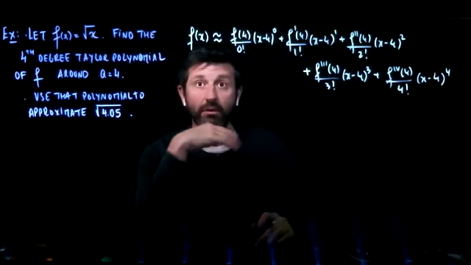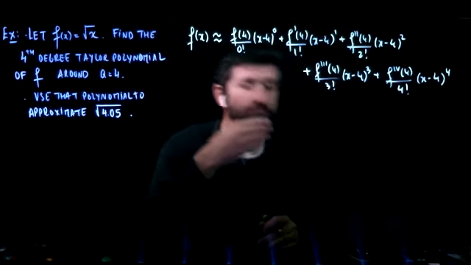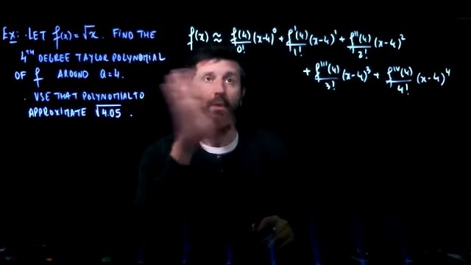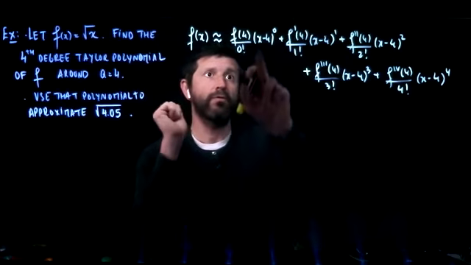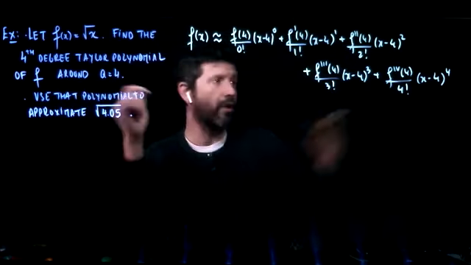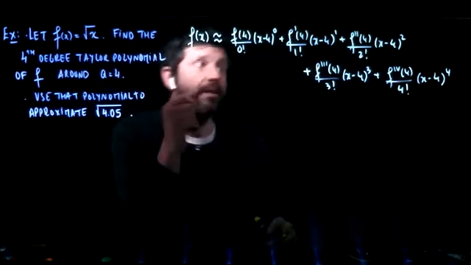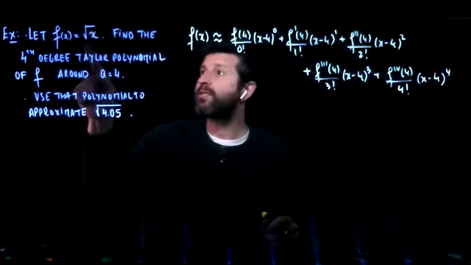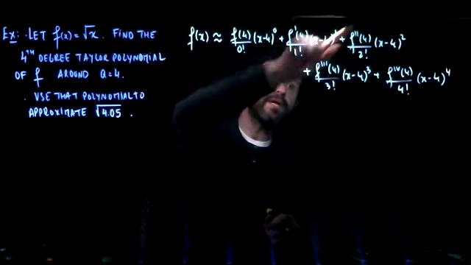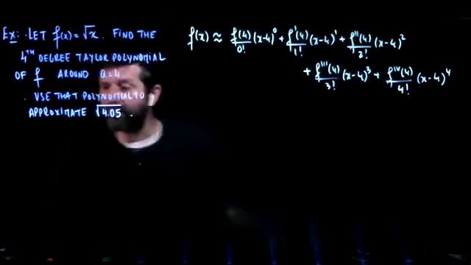Any questions with this? All good? So the 0, the 1, the 2, the 3, the 4. I'm stopping at 4, although I could go on to 10 million if I want. My function is f of x equals root x. I'm going to need the first, second, third, and fourth derivatives. So let's do them here.